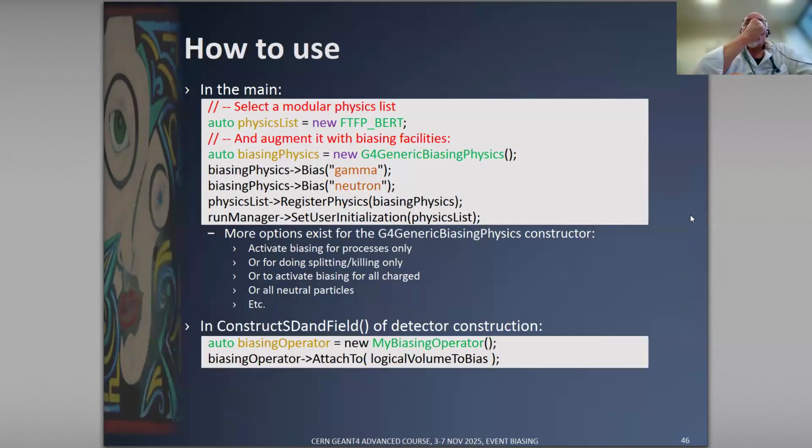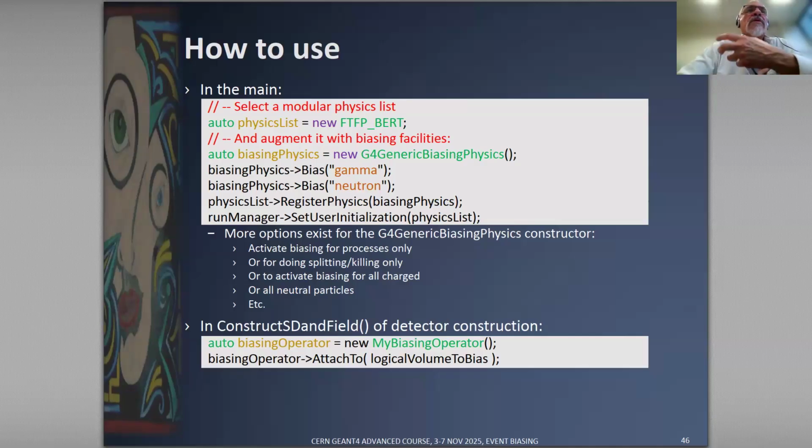So how to use it? It's pretty similar to what we have seen before, in fact, many times. We assume you start with an FTFP_BERT physics list. And then you define this physics operator, G4GenericBiasingPhysics, which holds, in fact, the machinery of processes doing what was explained before. And you say to this that you will bias a gamma and neutron.